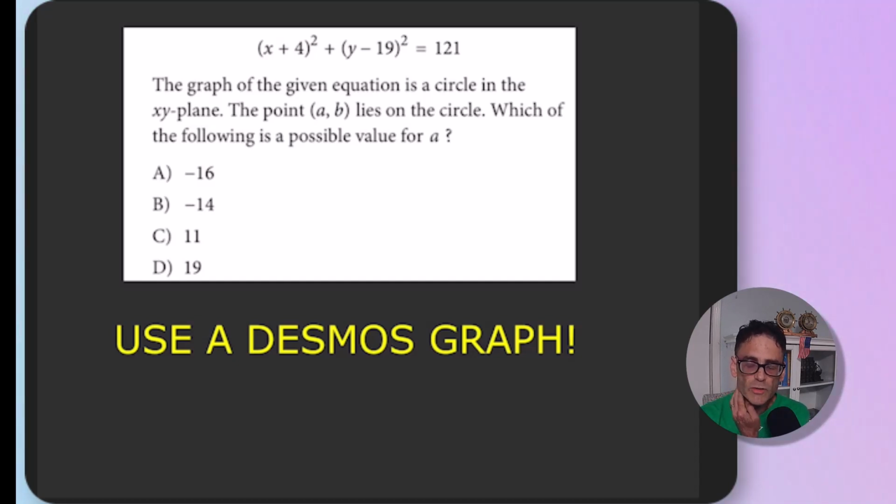Now, a lot of people aren't familiar with graphing conics, and with a circle you can do this without solving for y, like you have to do on the TI-84 graphing calculators. You can just type this in exactly the way it is, and it'll allow you to visualize what's going on. Once we can see it, we can find a possible value for A. Of course, A stands for an x-coordinate on the circle somewhere.